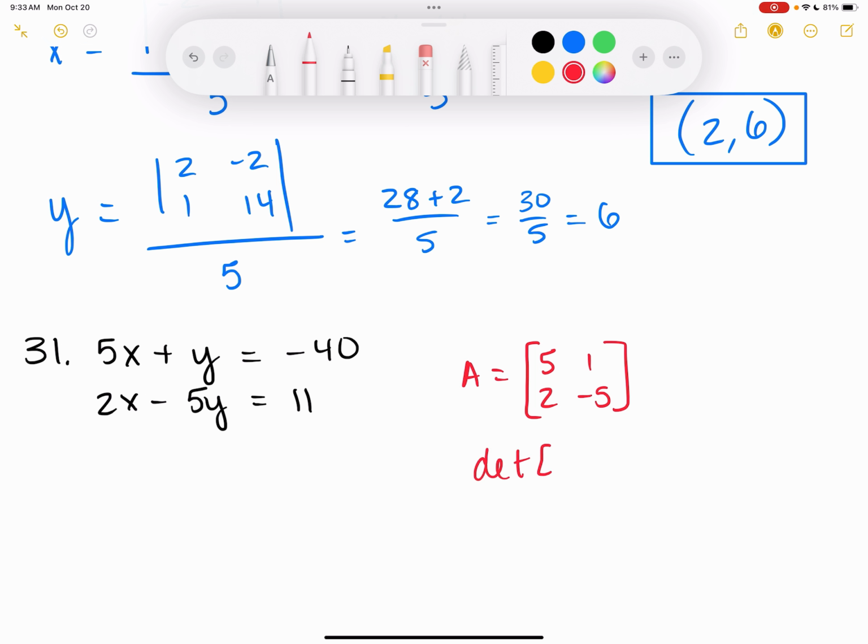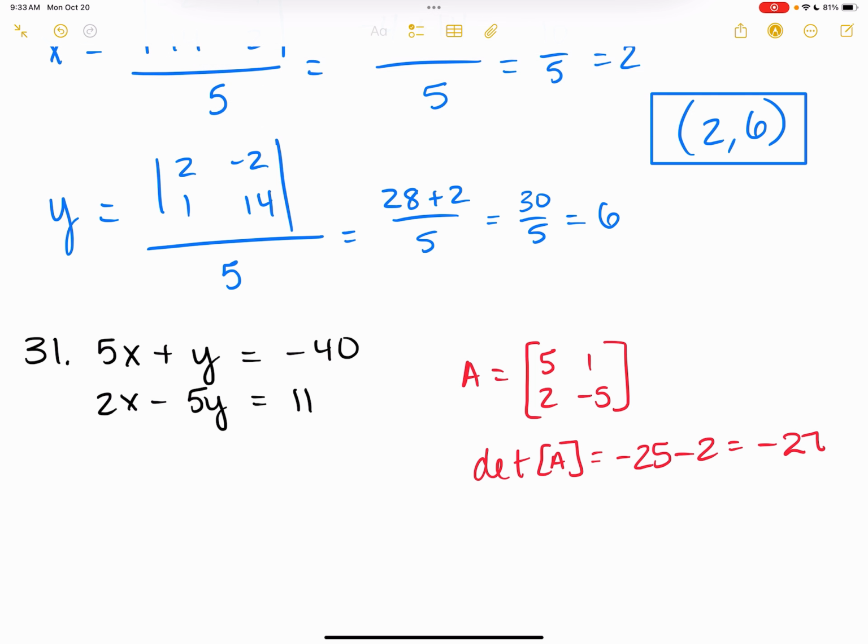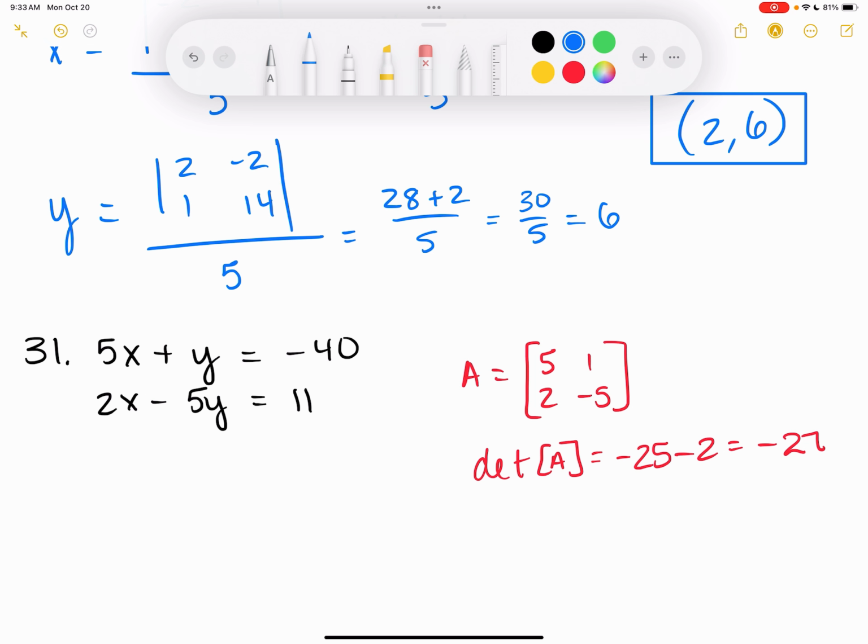Or how would I find it? So 5 and -5 is -25, minus 2 and 1 is 2, so that would be -27. So that's the bottom of the denominator. Now, I usually just start with x because why not? However, you don't have to. You can start with y if you really wanted to.